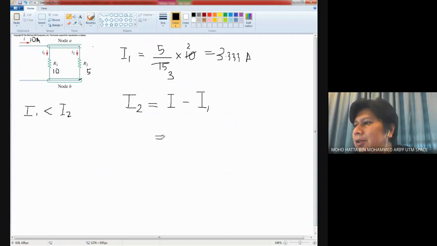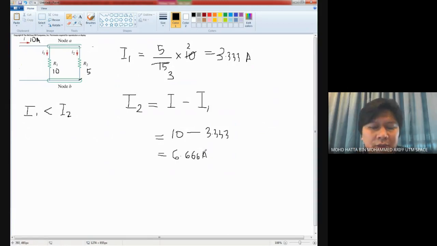So here you can say 10 minus 3.333, and you will get your answer, which should be the same as you calculated using the current division rule for I2. So you use your creativity to get information from the circuit. Either you use the formula, or you can use a simpler way where you apply Kirchhoff current law.